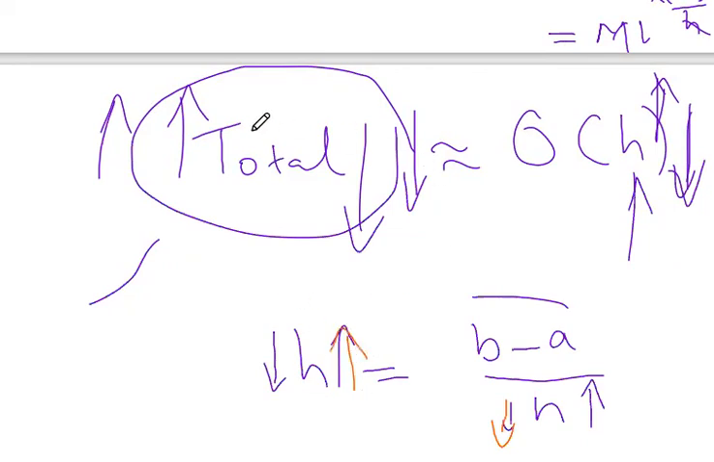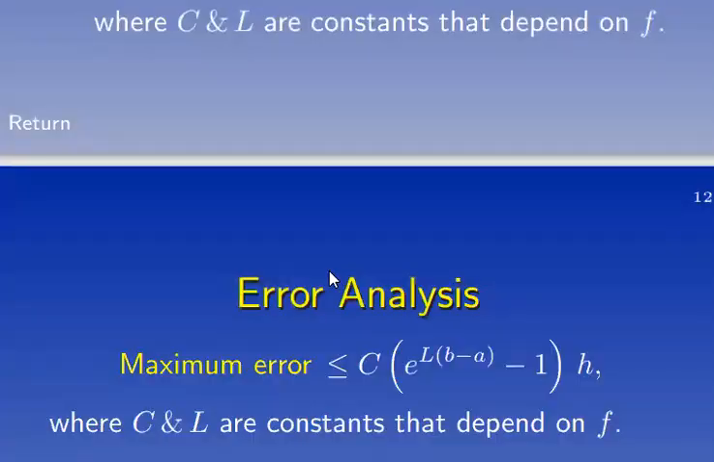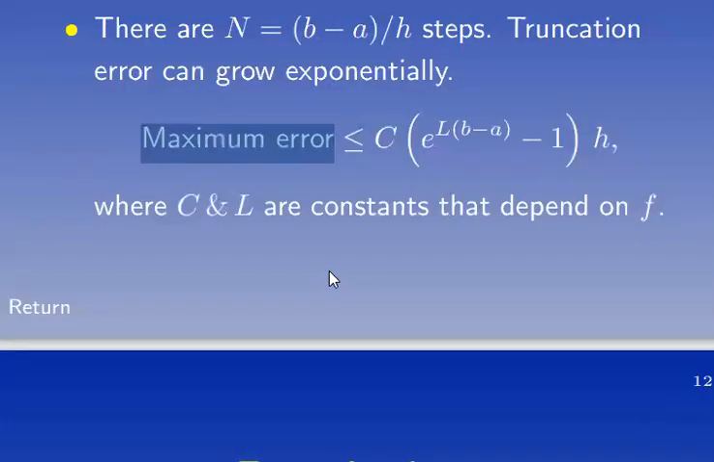So then the accuracy is reducing. When you increase the efficiency, your accuracy is reducing. When you increase the accuracy, your efficiency is going to reduce, right? Does this make sense? Okay. So that was the analysis of Euler's method, right?